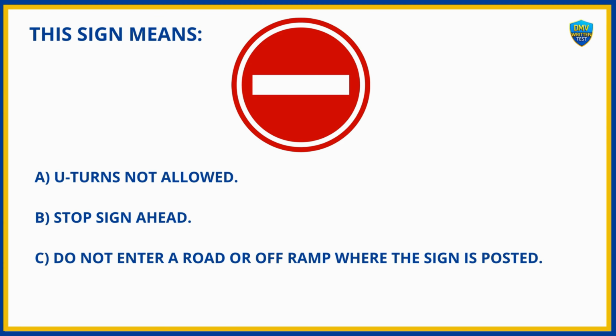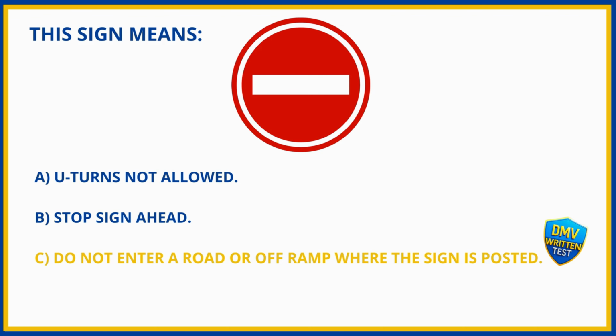This sign means A. U-turns not allowed. B. Stop sign ahead. C. Do not enter a road or off-ramp where the sign is posted. And the answer is C. Do not enter a road or off-ramp where the sign is posted.